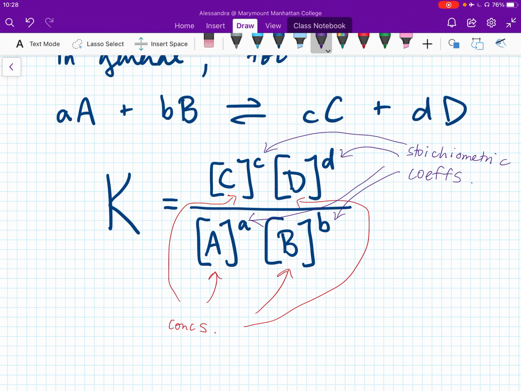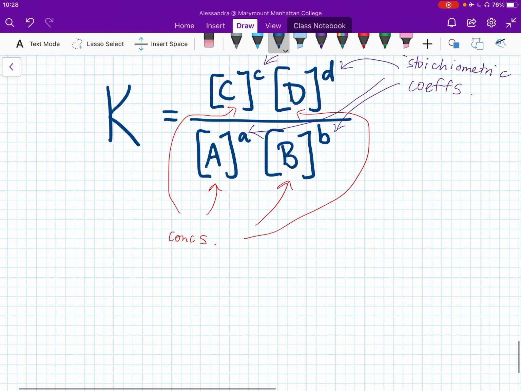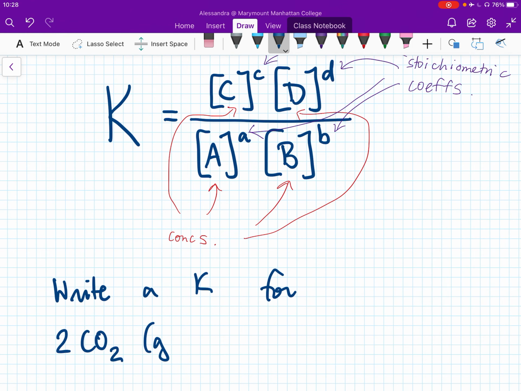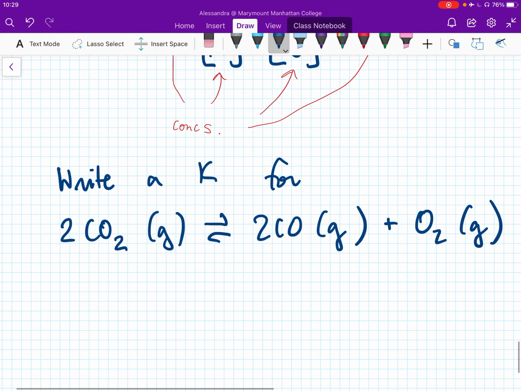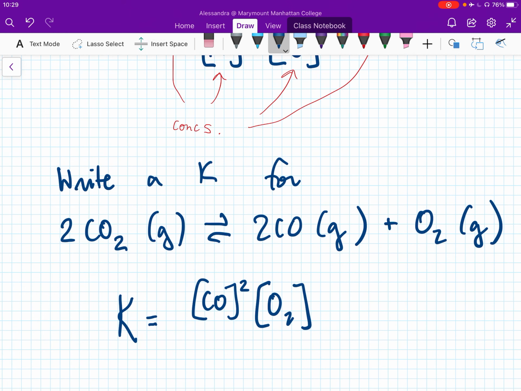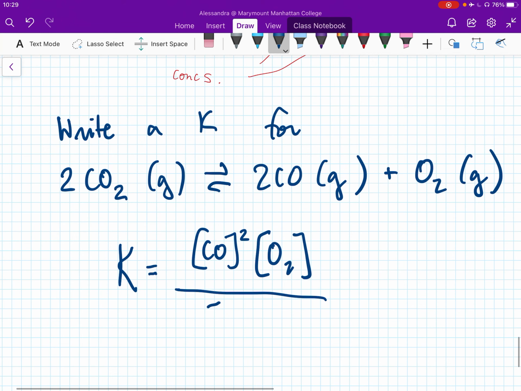So using this generic format, what would be the K for the reaction that we just studied, where 2CO2 goes to 2CO plus O2? The K for this reaction would be the concentrations of the products, so CO, raised to the powers of their stoichiometric coefficients, so CO squared times O2 raised to the power of 1, over the concentration of the reactants, that's CO2, raised to the power of their stoichiometric coefficients, so that would be squared.